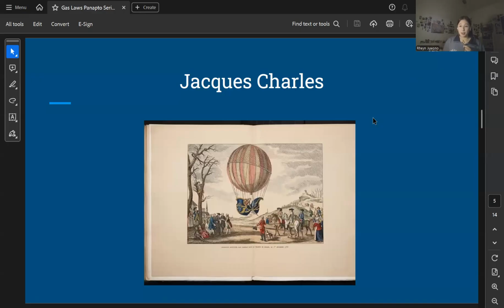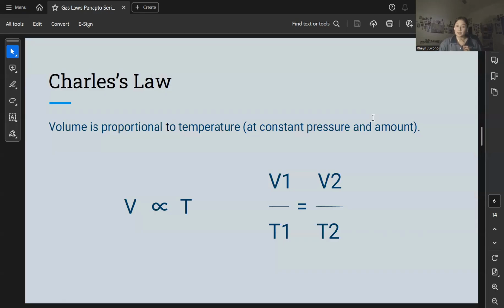But anyways, while he was working with hot air balloons, Charles observed that as he cooled the balloons, the gas in them would contract, and as he heated them up, they would expand. And that basically explains how hot air balloons work, right? Because if you're heating it up and it's expanding, there's less matter in more volume. So via buoyancy, it'll rise up.